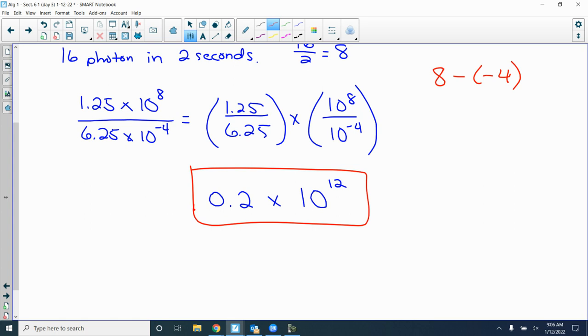All I got to do is move the decimal. Well, if I make this 0.2, I move it over 1, I make that 2. That's going to change my power. Does anybody know how it changes my power? If I make this number bigger, I got to make my power smaller. So now instead of 12, since I only moved it one spot, I moved my power down one spot. So it becomes the 11th.